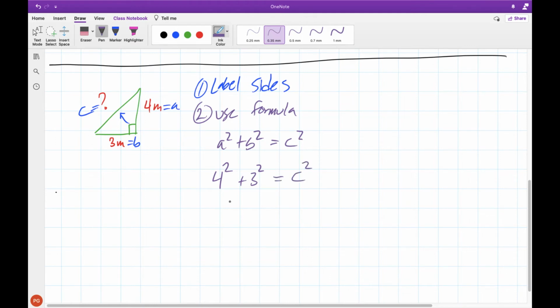Now we talked about squaring and square roots last time. 4 squared is 4 times 4, which is 16. 3 squared is 3 times 3, which is 9. 16 plus 9 gives us 25.